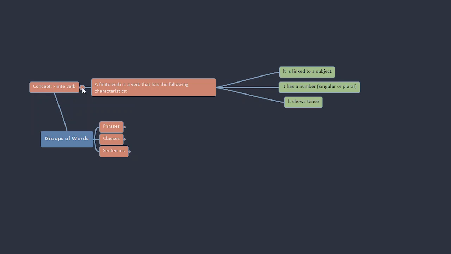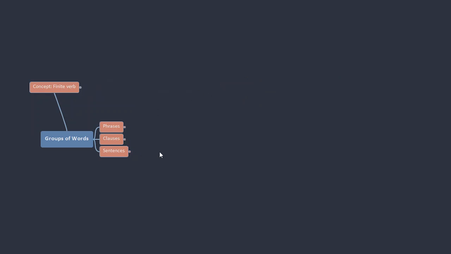Now, in terms of our groups of words, there are three main groups. There are phrases, clauses, and sentences. So a phrase is a group of words that does not contain a finite verb. It can contain a verb, but the verb cannot be linked with a subject as well. The moment you have both a subject and a verb, most likely that verb is going to be finite, because it will probably show number and tense as well.